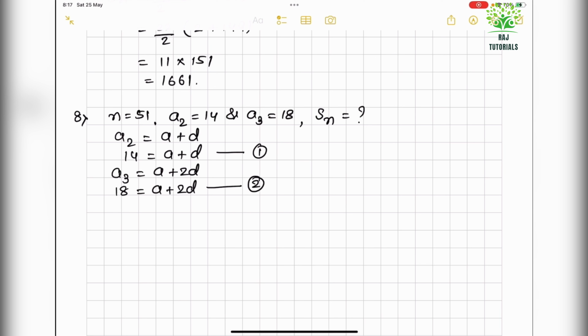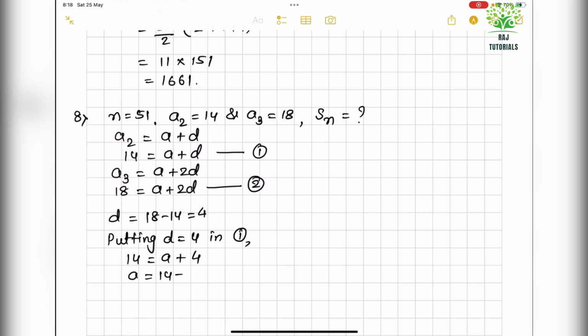If you see both the equations, only D is common in them. That is 1D is added. So I can say D will be 18 minus 14, that is 4. Now putting D equal to 4 in 1. 14 equal to A plus 4. So A equal to 14 minus 4, that is A equal to 10.